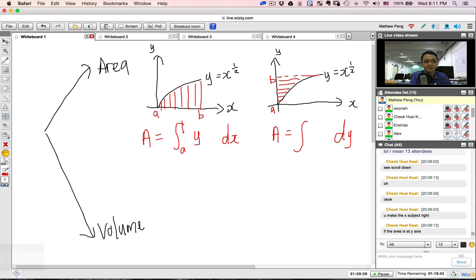So, from a to b. This is dy, right? This one, just x. A to b. Right, then I'm done. So I do this one, I can find the area of the shaded region.